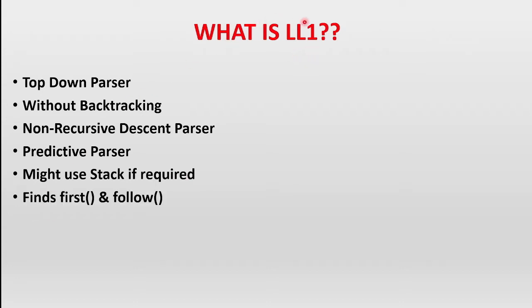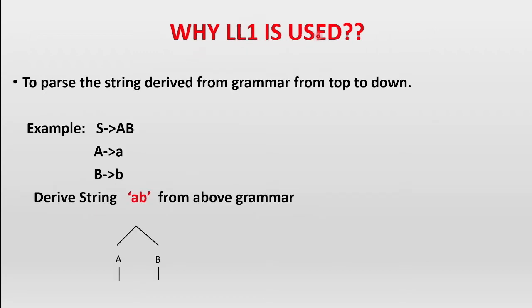For finding out whether the given grammar is LL1 or not, we have to find the first and follow. In the previous videos, I have already shown how to find the first and follow. Now, why is LL1 used? To parse the string derived from a grammar from top to down. That's why it is called a top down parser.